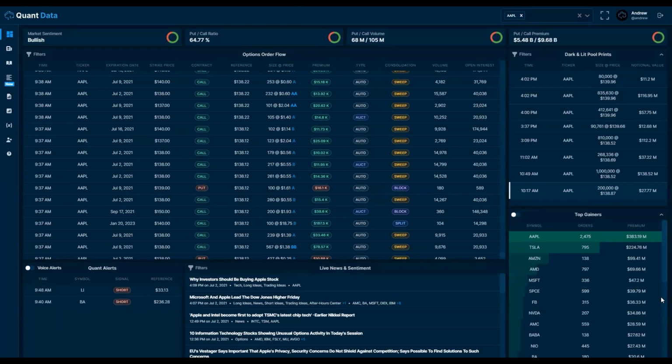And we saw that Apple was moving up the top gainers and had 281 calls that were worth 16.42 million in premium. So we'll go ahead and switch it over to Mo, and he'll show you what we saw on the dark pool levels this morning.